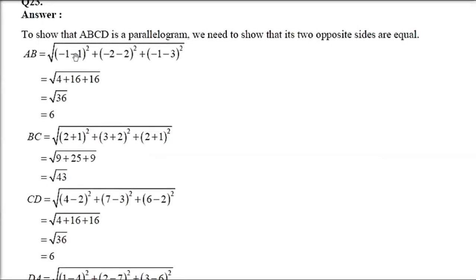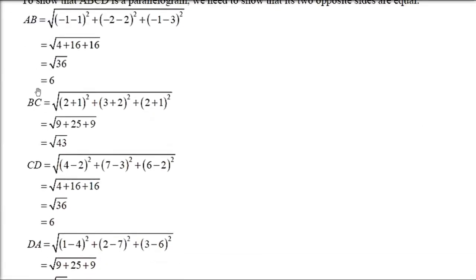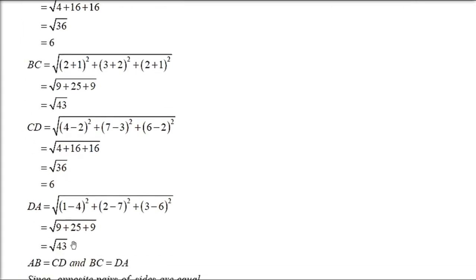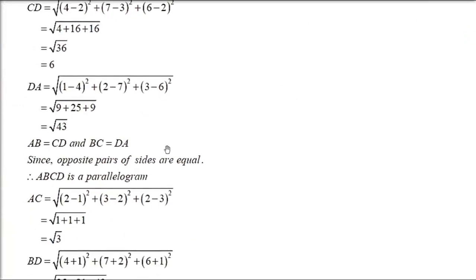This is question number 23. Show that the points A, B, C and D are the vertices of a parallelogram ABCD, but not a rectangle. Parallelogram we have already seen. Take the opposite sides and try to prove that opposite sides are equal. That will surely be a parallelogram. AB equals CD, and AD equals the other side opposite to it. AB and CD, this question you have already done, so they will be 6, and BC and DA we have already computed, so it will be under root 43. So opposite pairs of sides are equal.